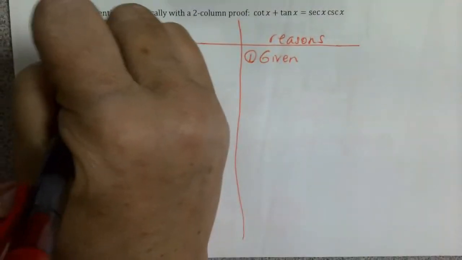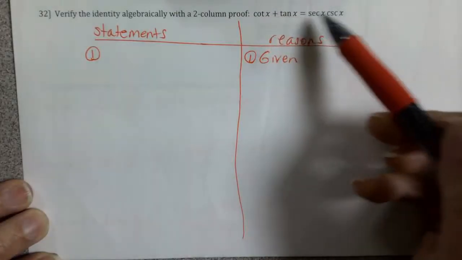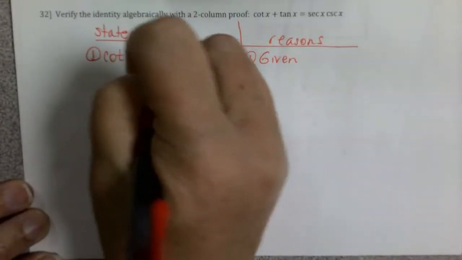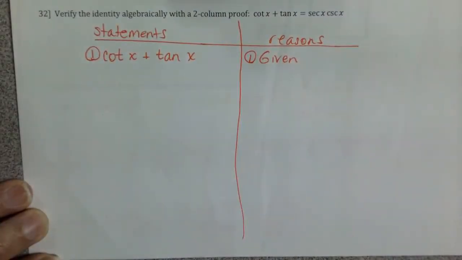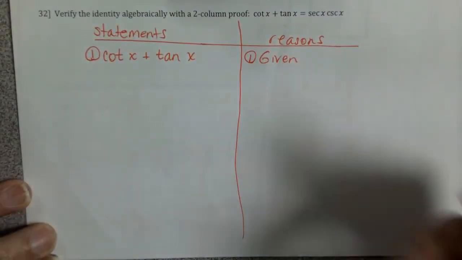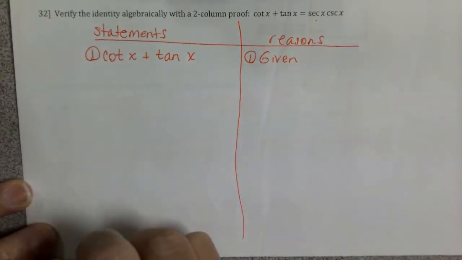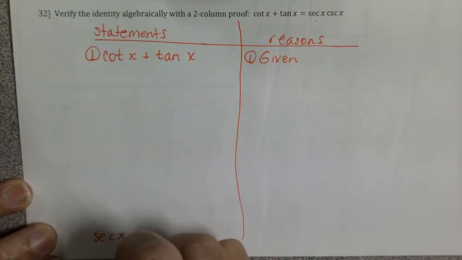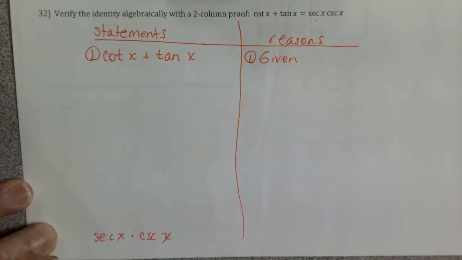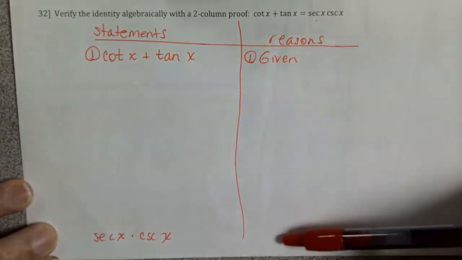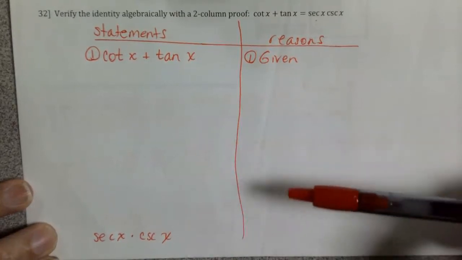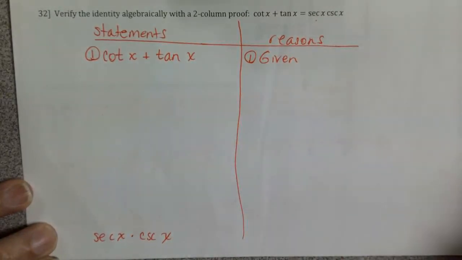So our first statement, we want to start with the more complicated side of the identity. So we'll start with cotangent of x plus tangent of x. And we want to end at the bottom with the other side, the secant of x times the cosecant of x. That's where we're headed. We won't know our reason for that last step until we get down to the bottom there.